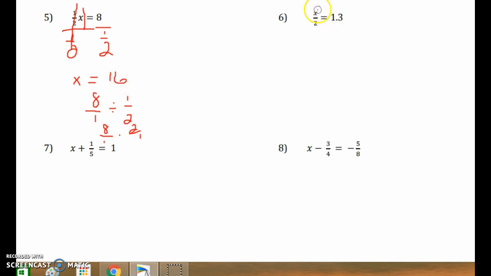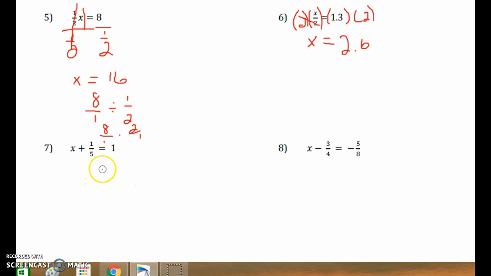On this number 6, I'm dividing by 2. The opposite of dividing is multiplying. So I'm going to multiply by 2. Always show with parentheses because the parentheses make it very clear to understand what's going on. Now this is 2 over 1. The 2's cancel out. I get x equals, and 1.3 times 2 is 2.6.